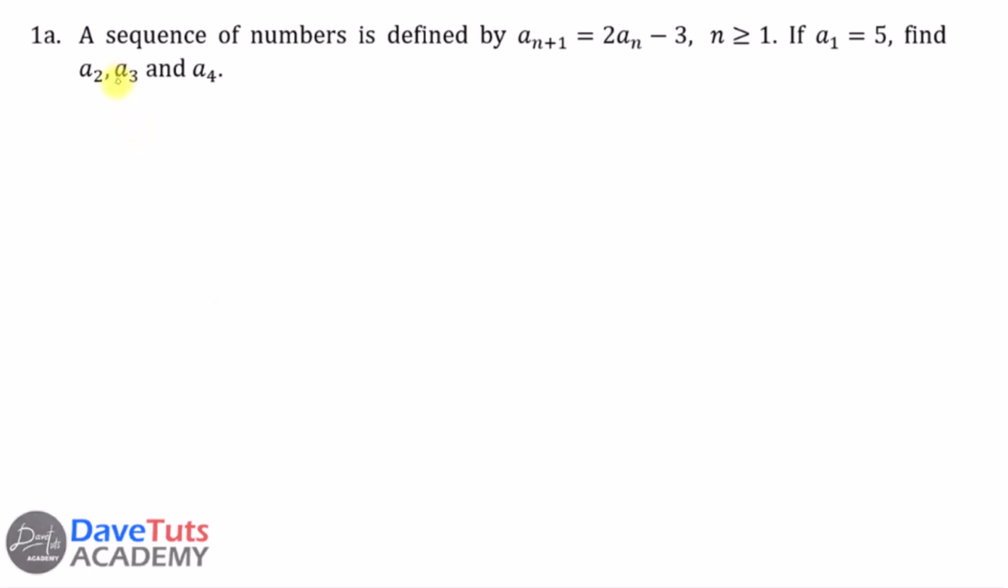In this question on sequence and series, we are told that a sequence of numbers is defined by a subscript n plus 1 is 2a subscript n minus 3, where n is greater than or equal to 1. Now, if a1 is 5, we are to find a2, a3, and a4. Originally we are given a(n+1) is 2a(n) minus 3.